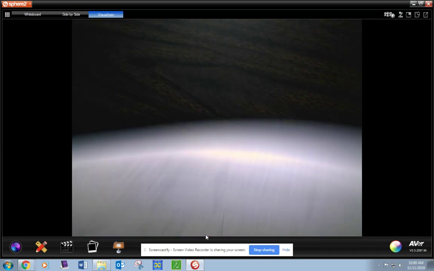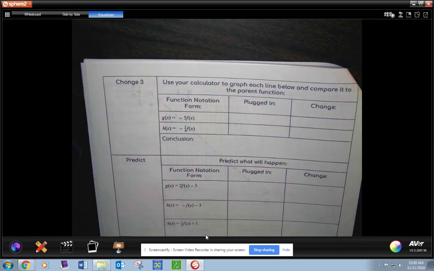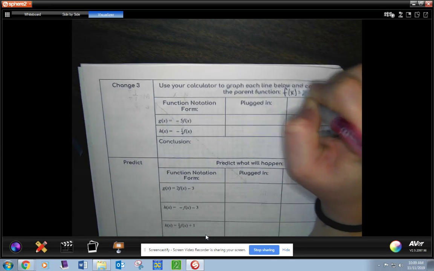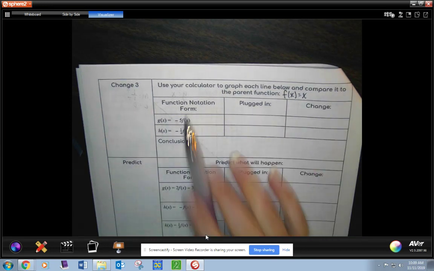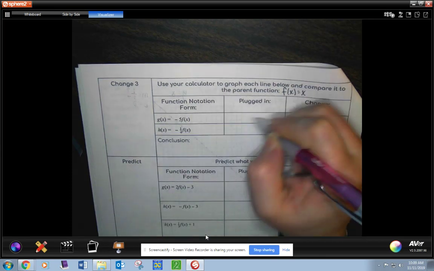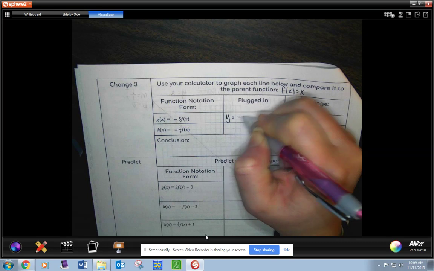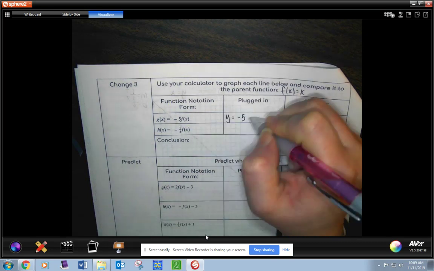There's one more type of change, and then we're just going to do some predictions. Okay, use your calculator to graph each line below and compare it to the parent function. Remember, parent function is just f of x equals x. The first thing that we're going to do is convert to the y equals. So I'm going to put y equals. I'm going to keep the negative. I'm going to keep the 5, but f of x becomes x.